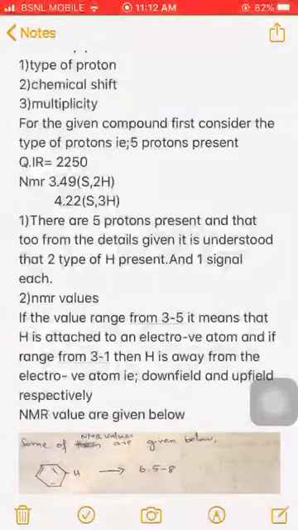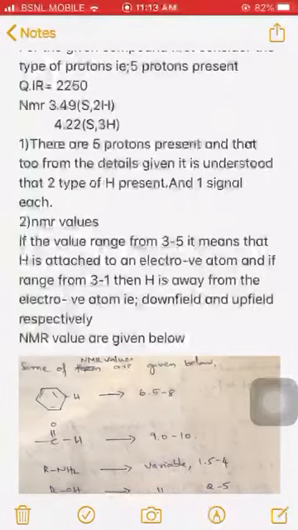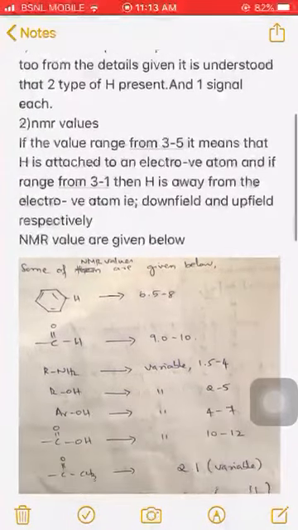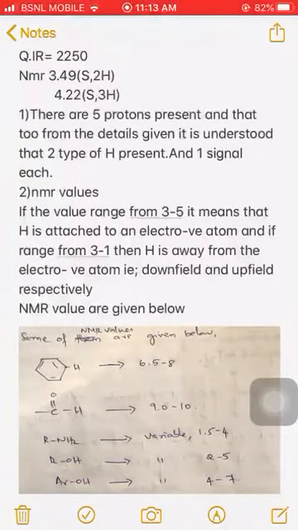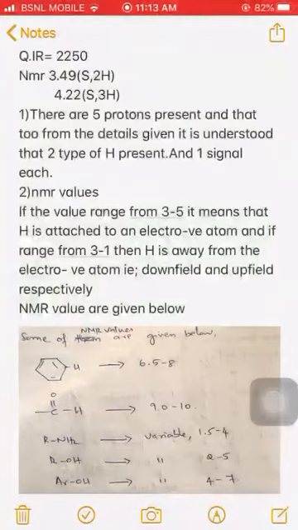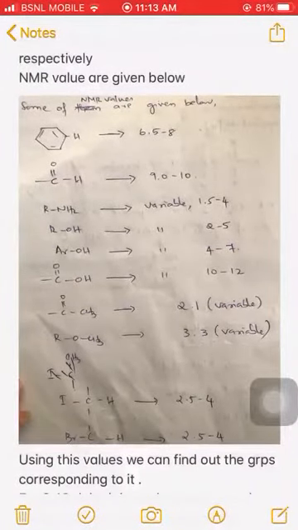So the next factor is the NMR value. Before going to the NMR value given for this compound, we need to know that if the value ranges from 3 to 5, the proton is attached to an electronegative atom, and if it ranges from 1 to 3, then the proton is away from an electronegative atom. These are downfield and upfield respectively, which we have already discussed in the initial part of NMR spectroscopy.